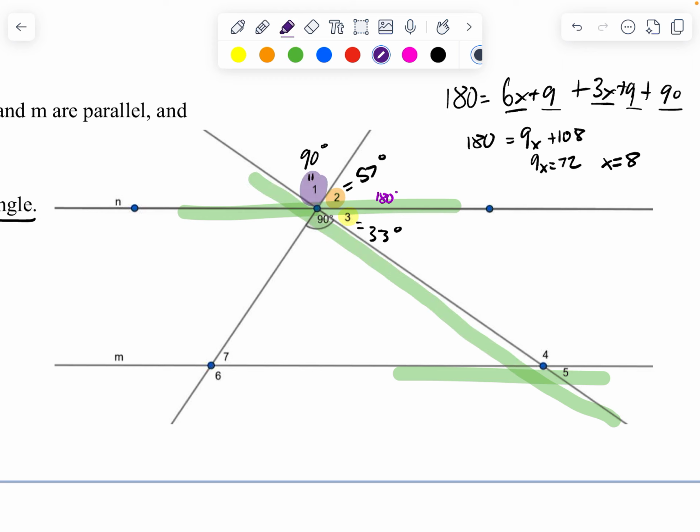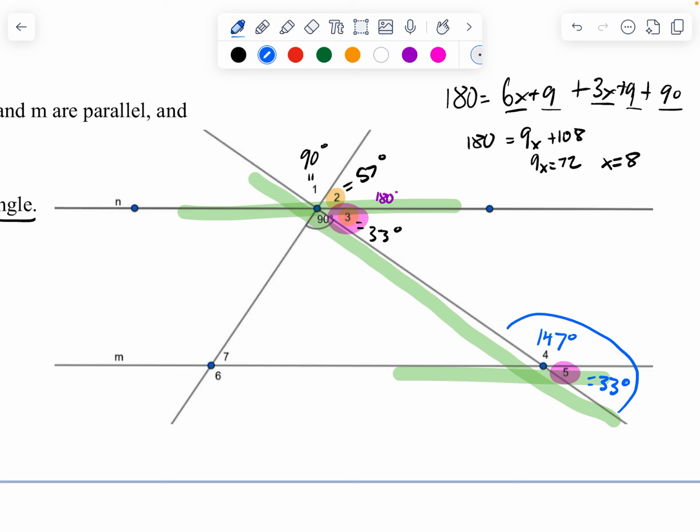So that means angle 1 is not the same as 4, right? But you'll notice that angle 3 and 5 are corresponding angles. They're formed from the same transversal. Your second transversal doesn't affect it. So that means this is also 33 degrees. Supplementary angle, 180 minus 33 gives us 147 degrees.